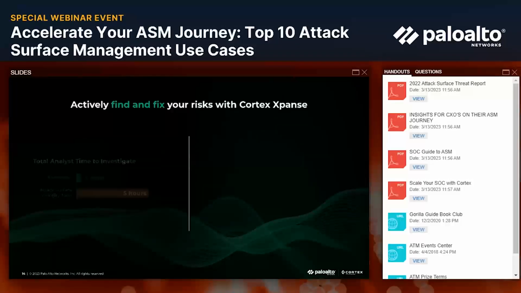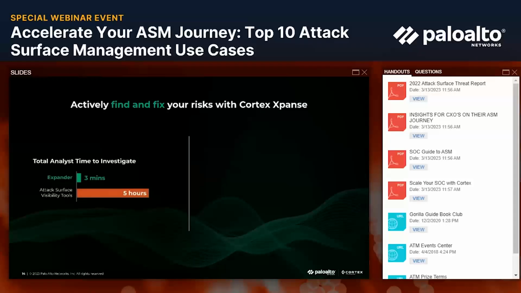What this means is if you use one of those attack surface visibility tools that are available in the market, it takes your team about 4 to 5 hours to just do the initial investigation and then understand who this asset belongs to and what you need to do with it. However, with our active response module, because all of this is automated, we can do this in about 3 minutes.